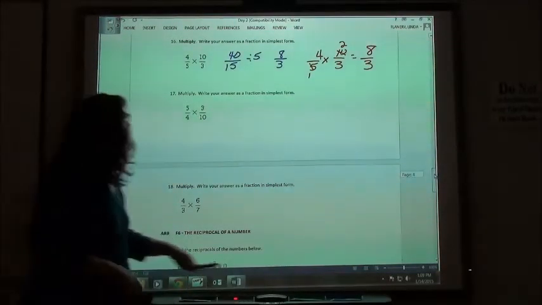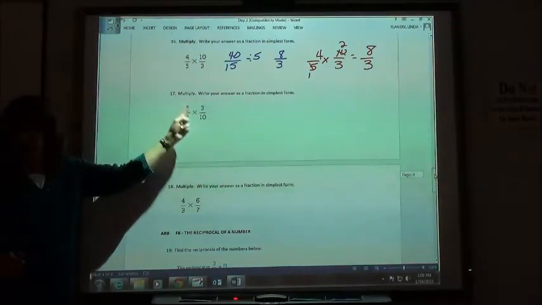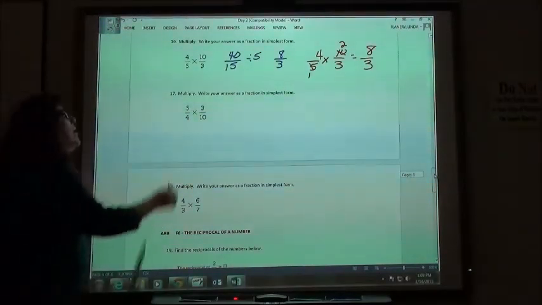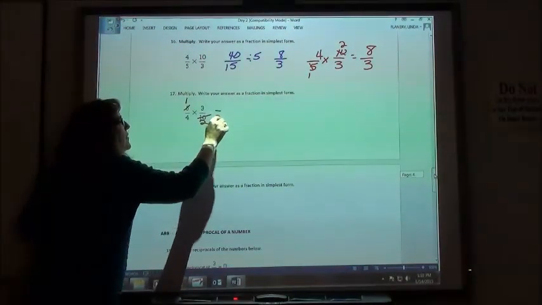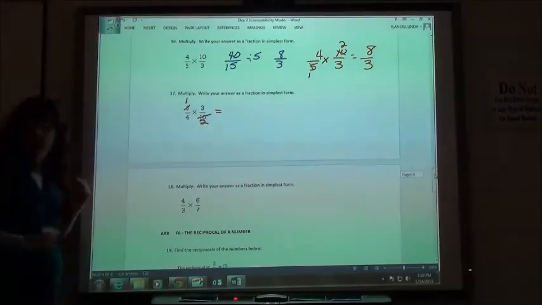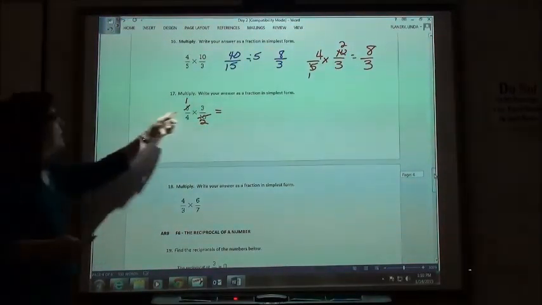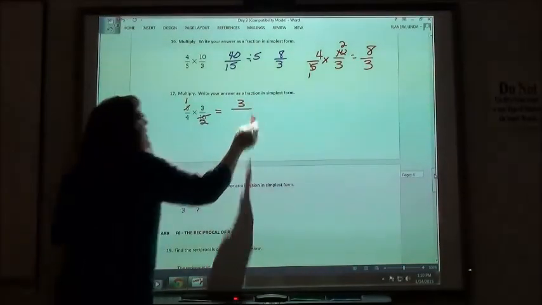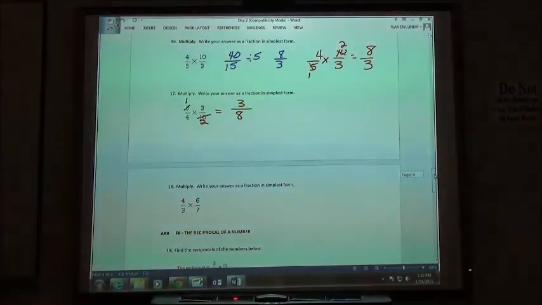So if I look at number 17, if I reduce first, the 5 and the 10 again can be reduced. 5 goes into 5 once, into 10 twice. The 3 and the 4 don't have anything in common, otherwise I could try to reduce those also. Multiplying across the top, I'm going to have a 3. Multiplying across the bottom, I'm going to have an 8. That's your answer, exactly. So try to do number 18 and see what you come up with for your answer.